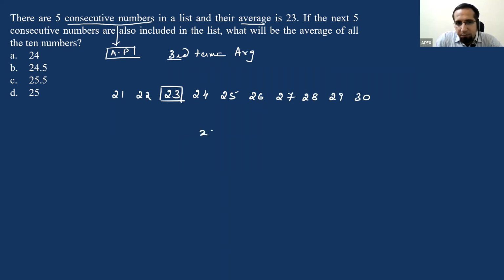So the first term plus the last term divided by 2 becomes the average of the new list, and therefore your answer here becomes option C. That is 51 by 2, that is 25.5.